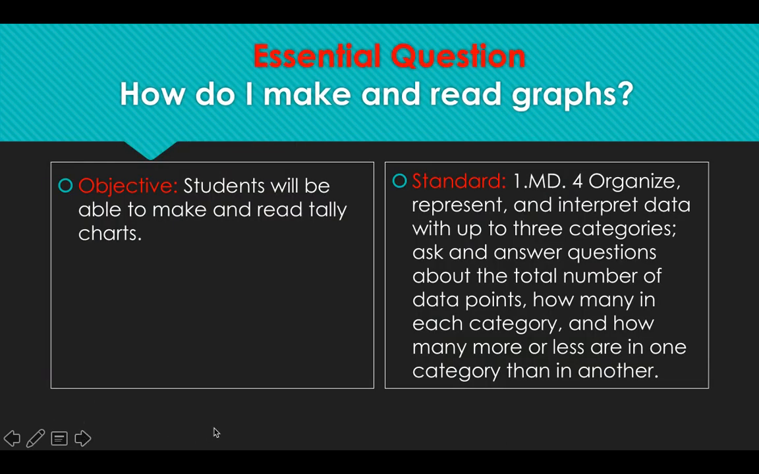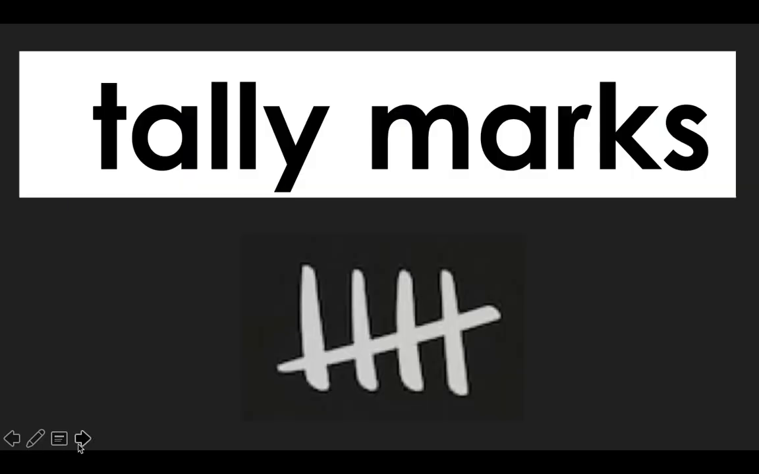For today's lesson, our essential question is, how do I make and read graphs? And our objective for today is students will be able to make and read tally charts. So before we can learn to read and make tally charts, we have to understand what tally marks are.